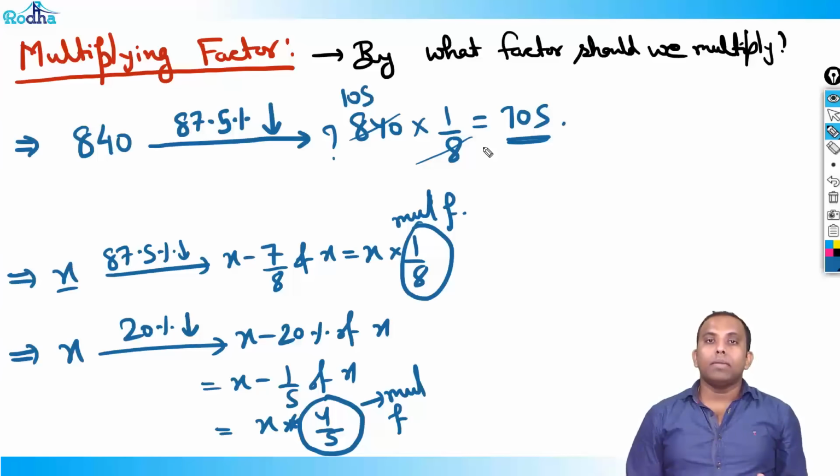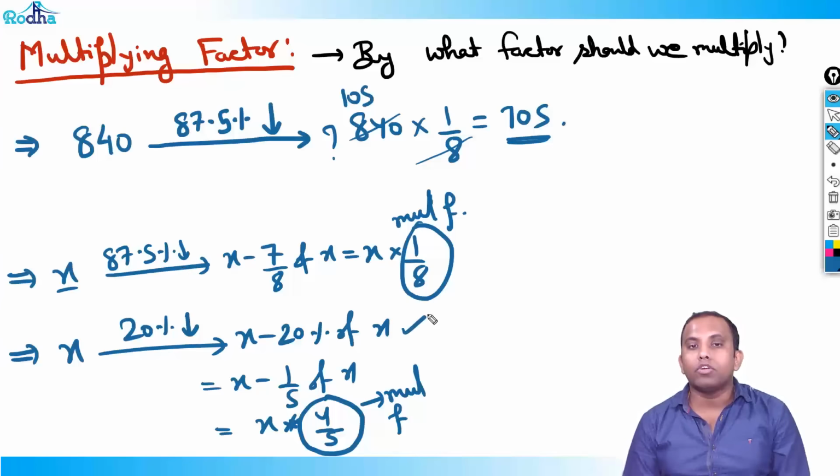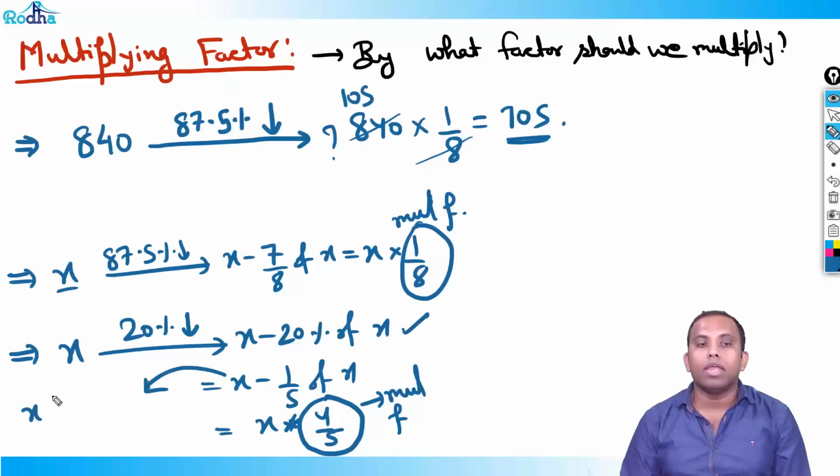The multiplying factor is found when you do the operation with fractions in a question, right? Suppose this question: x minus 20% of x. So x minus 1 by 5 of x. So I've done all the operations here. You take x as common, so we break this step. It becomes 1 minus 1 by 5, right? So this x will always come as common, and this is always 1.